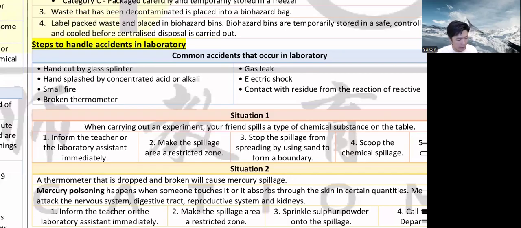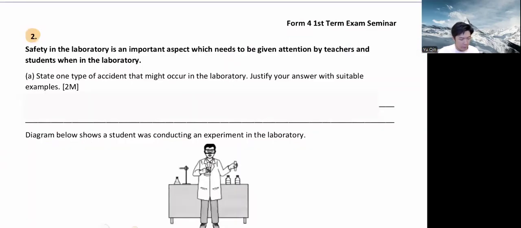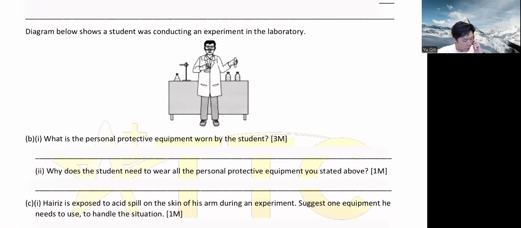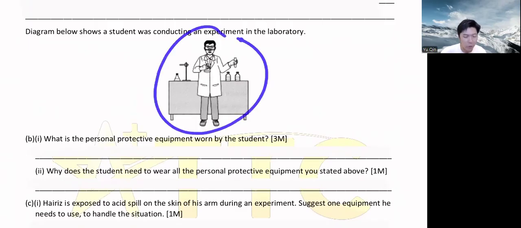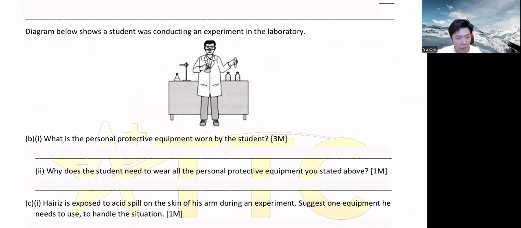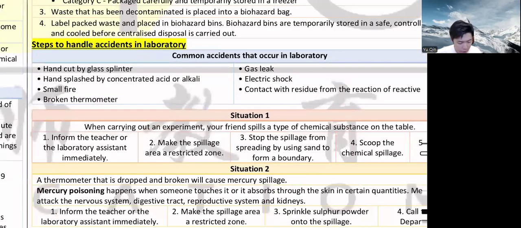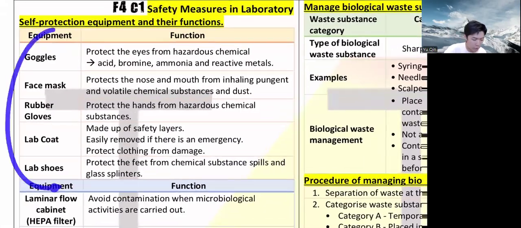Okay, all good. Next one. The diagram below shows a student conducting an experiment in the laboratory. So this must be things that we wear. Question number 1: what is the personal protective equipment worn by the student? Based on the picture, you can tell what extra things he's wearing, right? So you choose one from here if you're looking for the equipment that we wear.